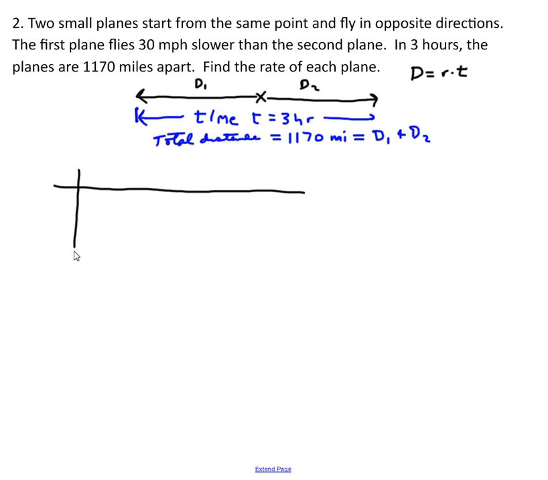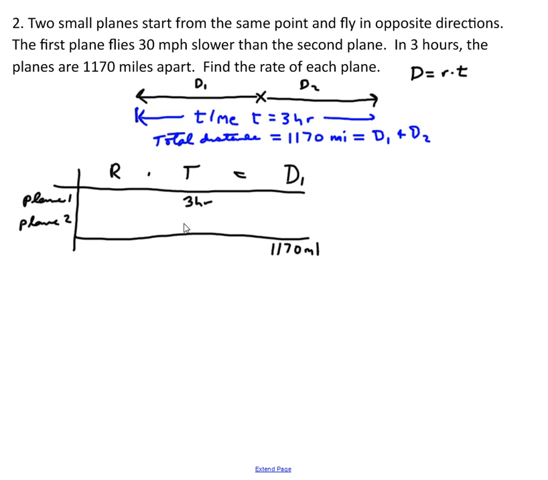We know that we've got two planes, so we'll call it plane 1, plane 2. Right? And we know that we will be taking our rate times our time to get our distance. And we know that there's a total distance of 1,170 miles. Now, we need to be careful here with time. Time is the same for both planes. It's not a total time of 3 hours. One plane flies some part of that 3 hours, the other plane flies another part. They're both flying the same amount of time of 3 hours.